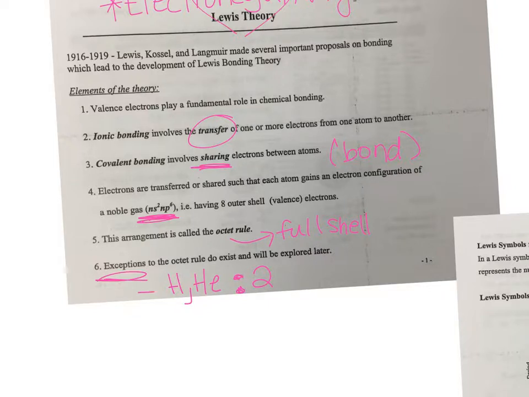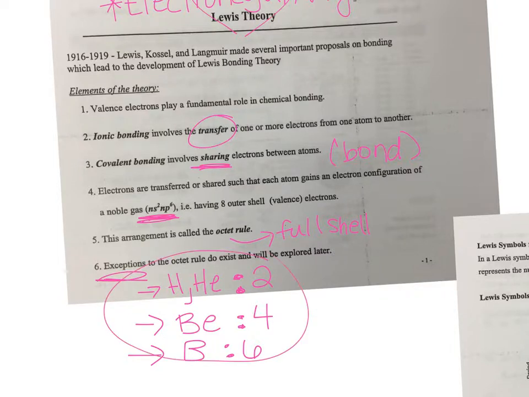The next ones, I'm not going to go into detail as to the why because y'all don't need to know that right now, okay? But the next one is beryllium. Beryllium only needs 4. Okay, so he has 2 valence electrons, so he just needs to pair them up. And the last exception is boron, who only needs 6. So boron has 3 valence electrons. It just needs to pair those guys up. Okay, so these are the exceptions that you need to know for today. All right, any questions on that?